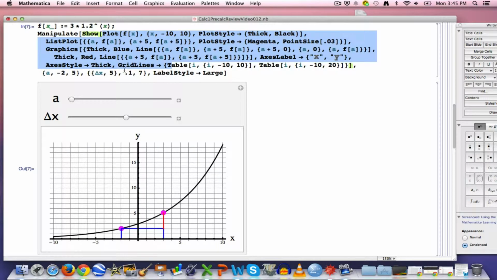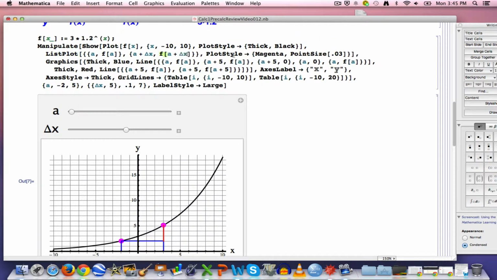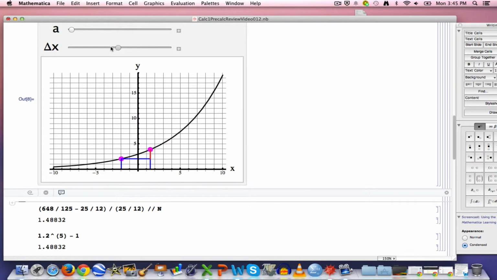Remember, 5 is the delta x from before, so what I need to do is replace all those 5s with delta x's, which I'll do right now. Hopefully I don't forget any. I think that's all of them. Yes, now I can see the change in delta x. Delta x itself is changing.